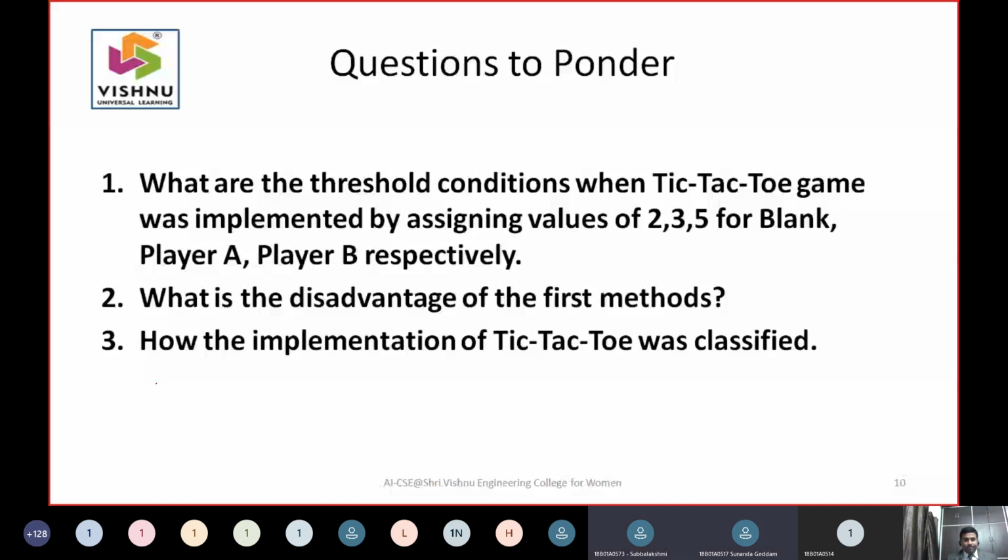We have to explore more states. Yes, more in terms of 3 power 9 every time you move from one state to another state. So how was the implementation of the tic-tac-toe game classified? It was classified in two ways.